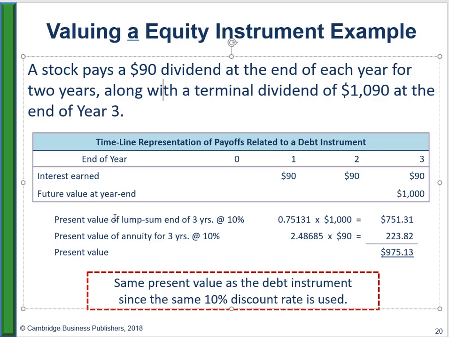Let's take the present value of the lump sum payment, meaning the sale 3 years from now, discount that back at 10%, equals 751. Then let's use our present value of the annuity formula to value the series of dividends in this case. 3 dividends discounted back at 10% amounts to $223. Sum the present value of those cash flow payments, and we see that this stock with that series of cash flows is worth the exact same amount as the bond, $975.13.